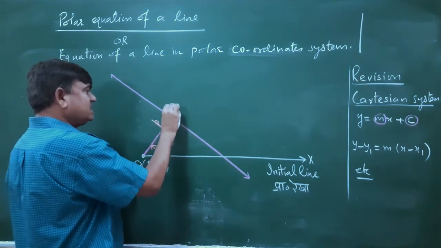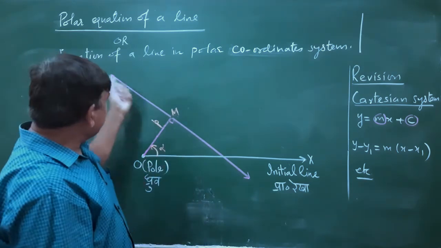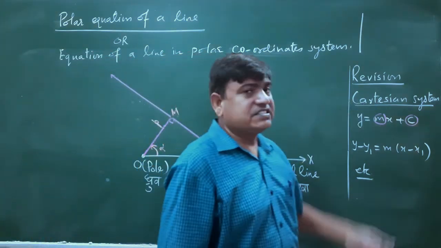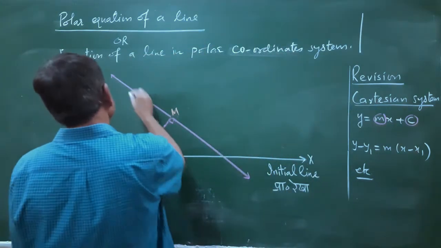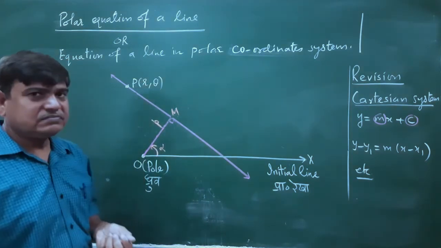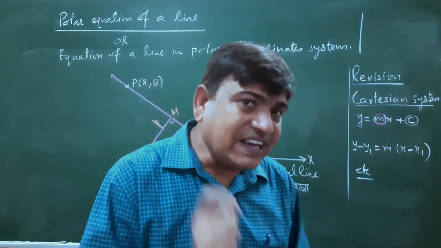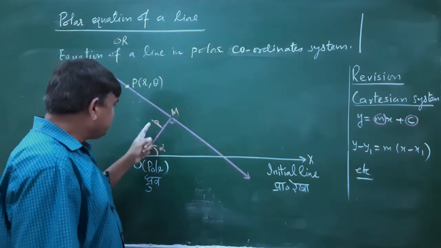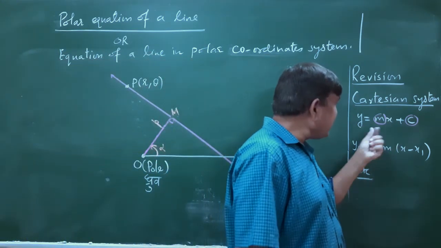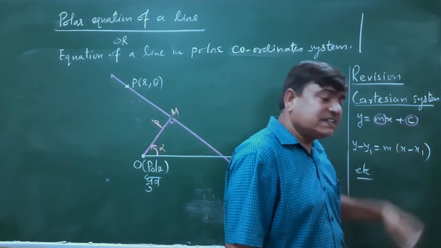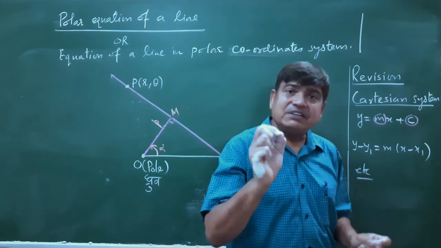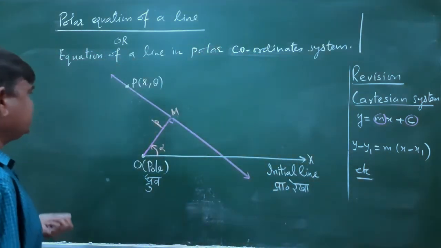Suppose this point is N. How many points are lying on this line? Infinite. So N is a general point. In the Cartesian system we write x comma y. In the polar coordinate system we write this point as r comma theta. So we want to find the relation in r, theta, p and alpha. In the Cartesian system, we find the relation in x, y and two given things, m and c. In another form, x, y and two given things, x1 comma y1 and m, the slope. In a similar way, we find this.